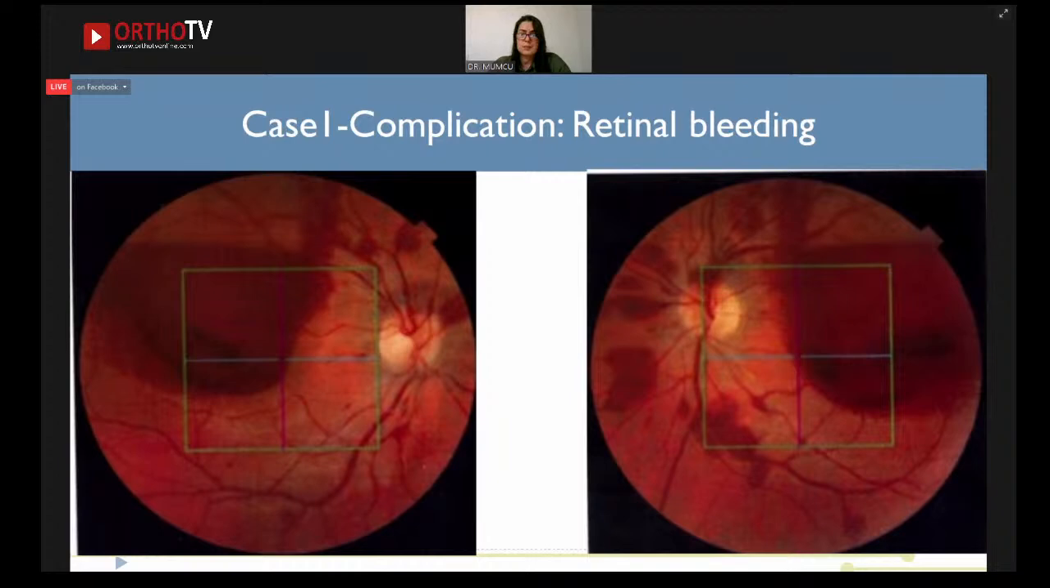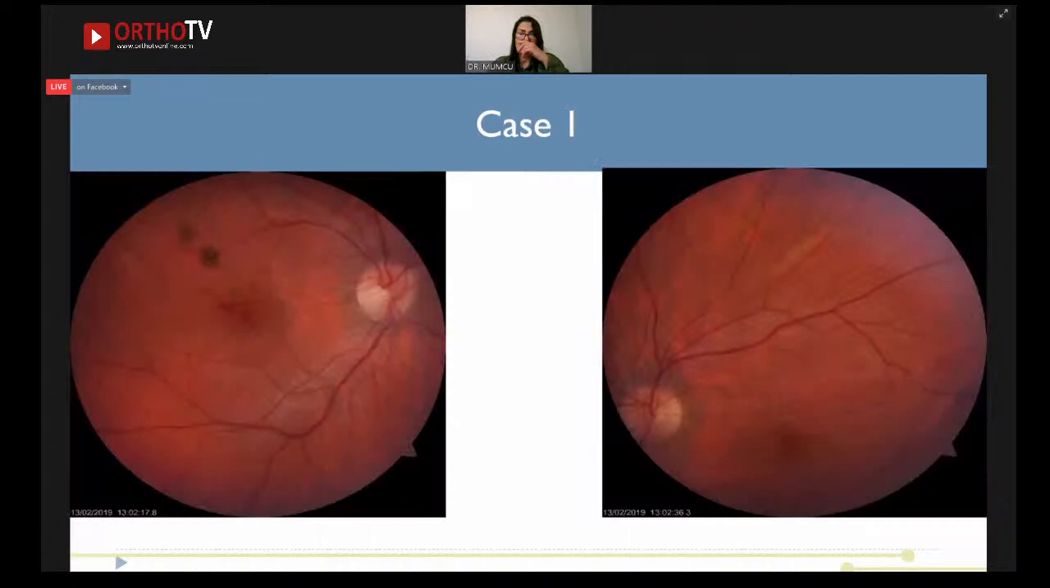Postoperative, a few hours later, bilateral visual loss was observed. He was immediately referred to the Department of Ophthalmology. He had bilateral retinal hemorrhage. In this slide, you can see his fundus photograph of optic disc. He was treated with YAG laser in both eyes. 1 month later, his visual acuity increased and the hemorrhage remarkably recovered.